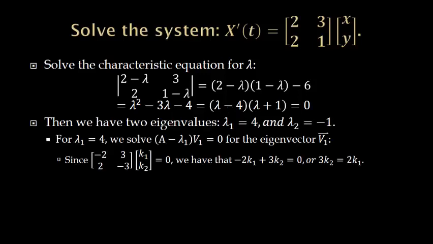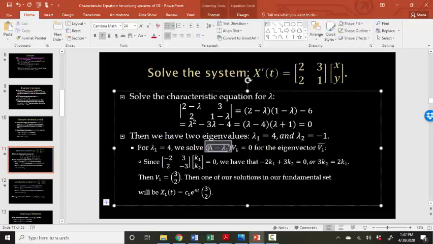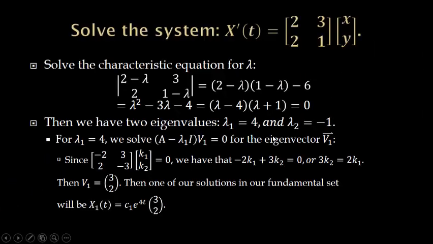Once I have an eigenvalue, then I will solve the equation A minus that eigenvalue all times... so this should be I actually. So A minus lambda I, all times V, is equal to 0, and I'm going to solve that for the eigenvector v1. I apologize. This is the equation presented before that we'll be solving to find our eigenvector v1.